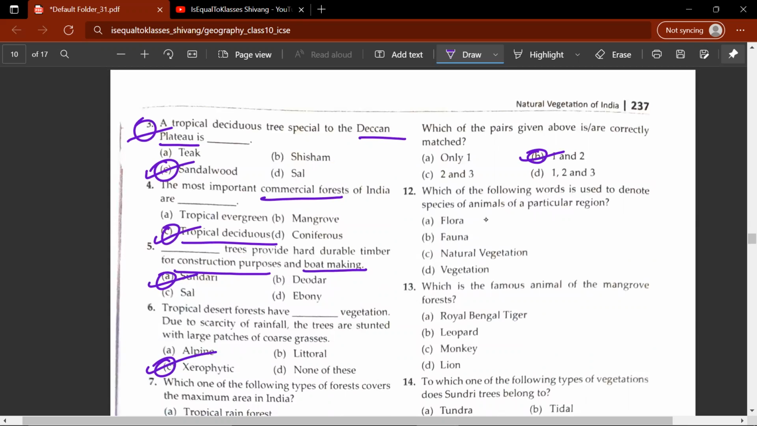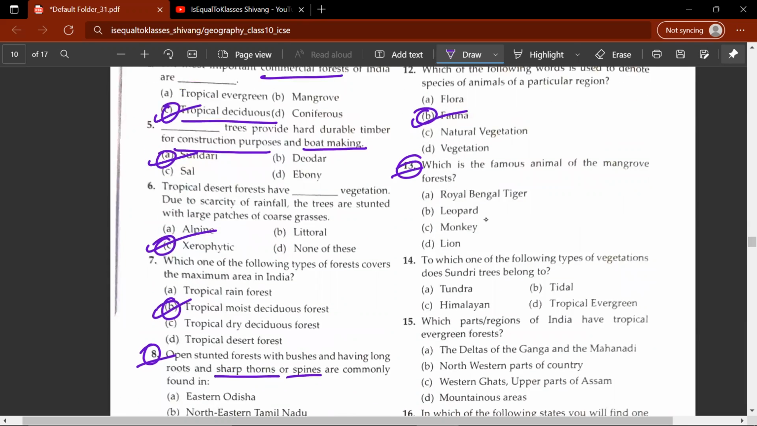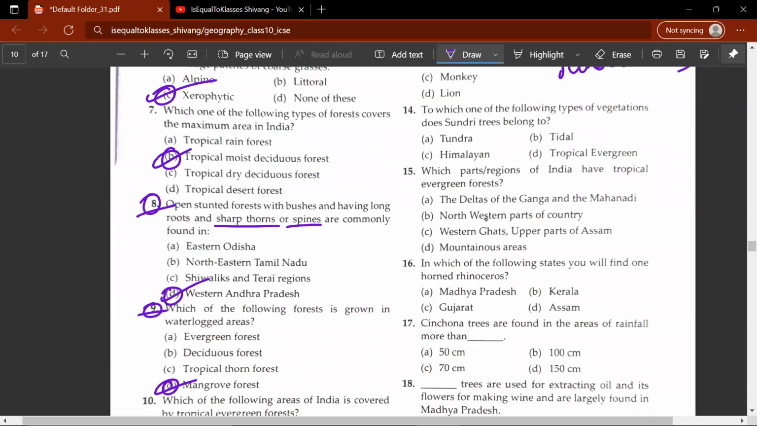Which one of the following words is used to denote species of animals of a particular region? So this would be B, fauna. Let's move on. 13th question. Which is the famous animal of the mangrove forest? The correct answer would be A, Royal Bengal tiger. To which one of the following types of vegetation does Sundari tree belong to? It belongs to B, tidal.